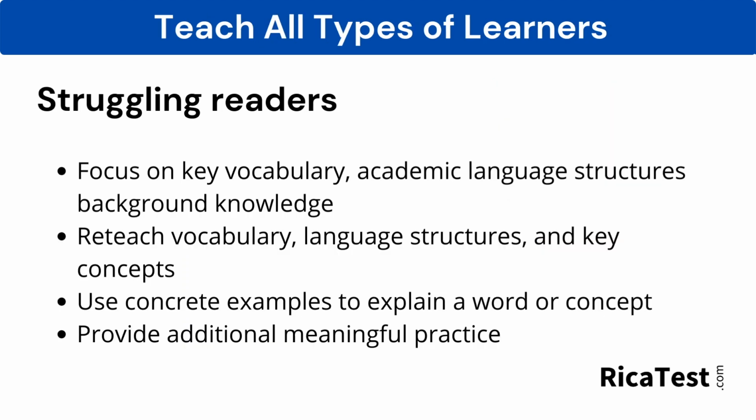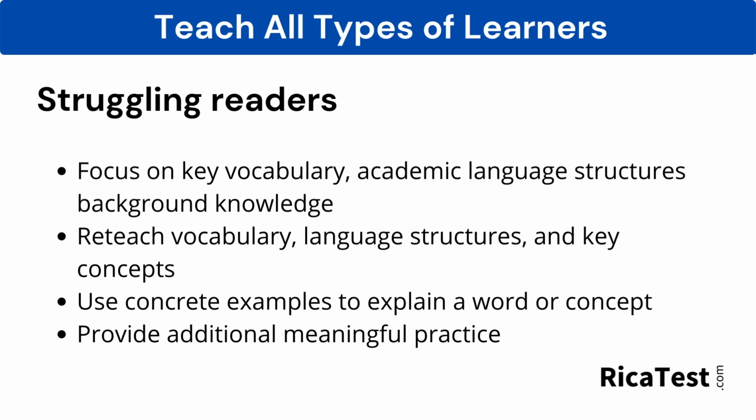In order to provide effective vocabulary, academic language, and background knowledge, instruction for struggling readers should focus on key vocabulary, academic language structures, and background knowledge, as well as reteach vocabulary, language structures, and key concepts. Use a variety of concrete examples to explain a word or a concept. Provide additional meaningful practice using visual, kinesthetic, or tactile approaches with new words and concepts. This works especially well with action verbs.